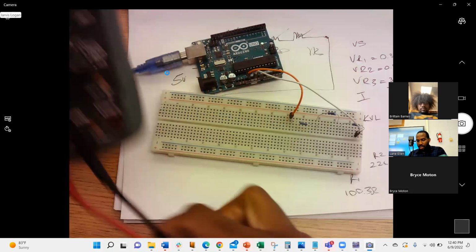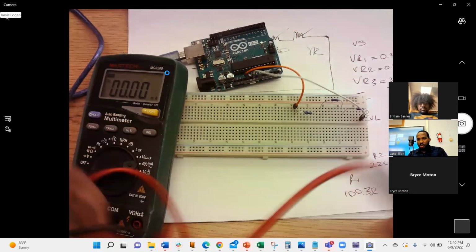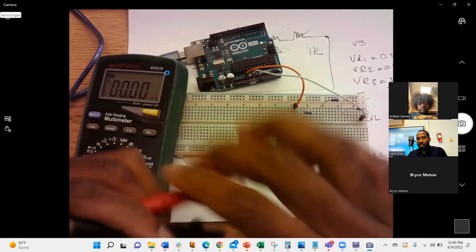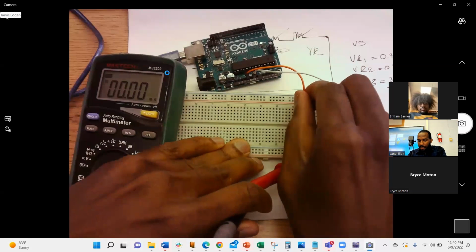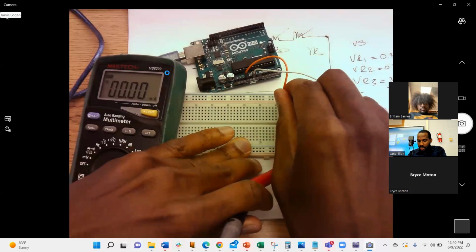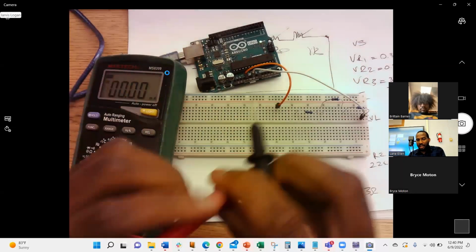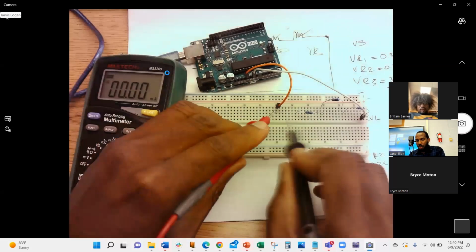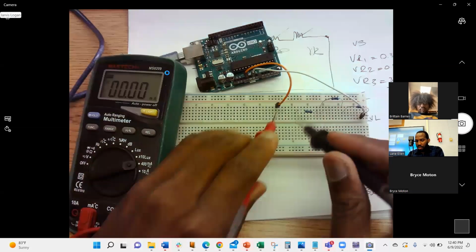Next, after we configure the meter, we need to disconnect the circuit and then use the meter as a jumper. So I'm going to disconnect the circuit here, and I'm going to use the meter as a jumper. What does that mean? This is going to jump between the two of them here, and I should see the amount of current that's flowing in the circuit on the screen.